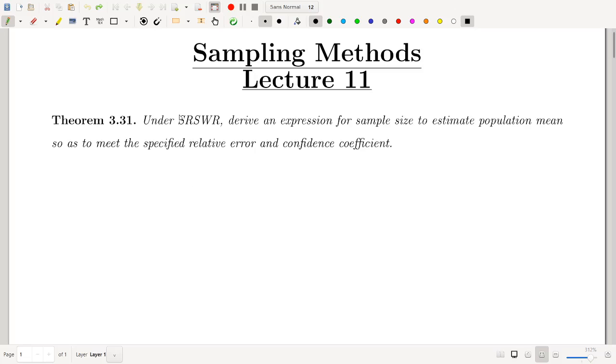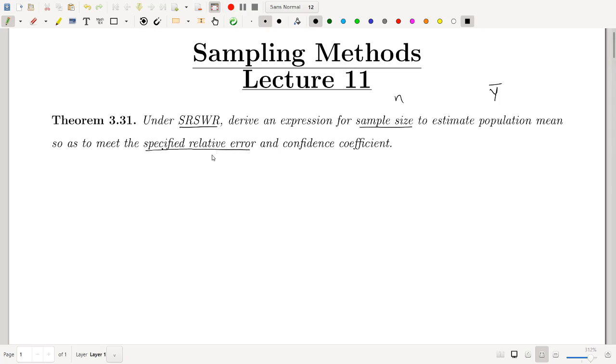In this lecture, we are going to see the theorem which is under SRSWR: derive an expression for sample size. It means we want to find small n to estimate the population mean, population mean being capital Y bar, so as to meet the specified relative error.